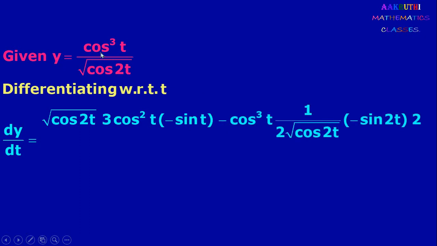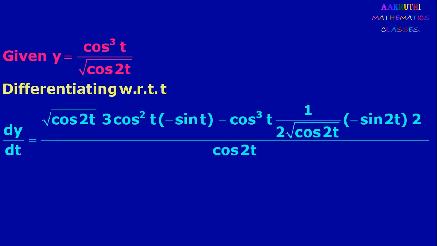Write the numerator as it is, cos cube t as it is, and differentiate the denominator. Again, it is of the form root x, and root x differentiation is 1 by 2 root x. So root of cos 2t differentiation is 1 by 2 into root of cos 2t. Again, you have to differentiate cos 2t. Cos 2t differentiation is minus sin 2t. Again, you have to differentiate 2t, and 2t differentiation is 2. And the denominator is root of cos 2t whole square. The square gets cancelled, so remaining is cos 2t. So you have to write the denominator as cos 2t.